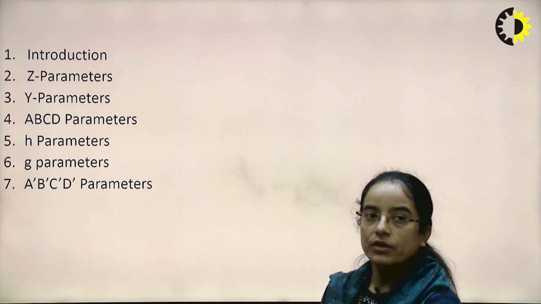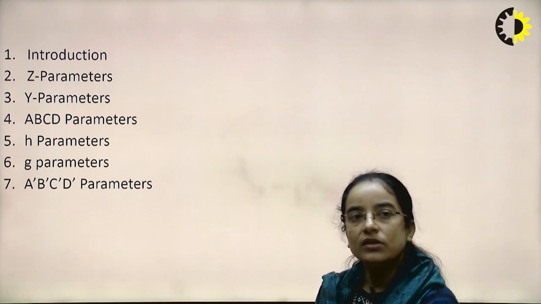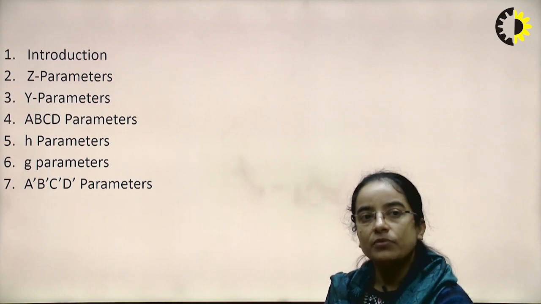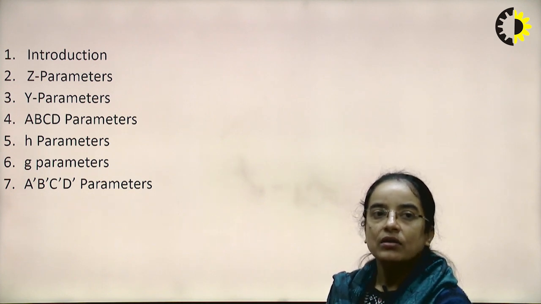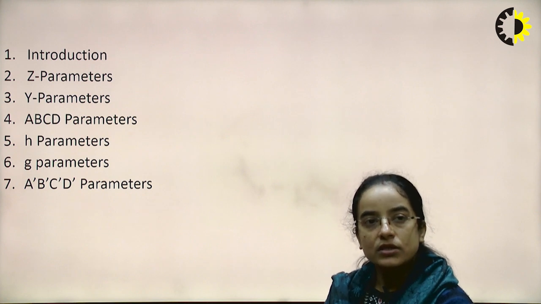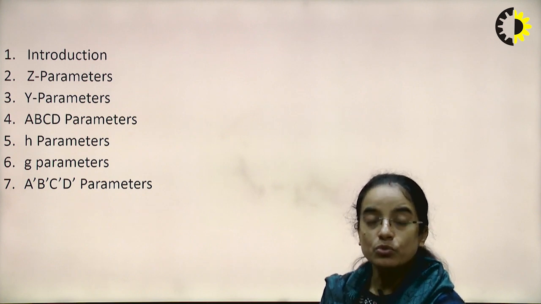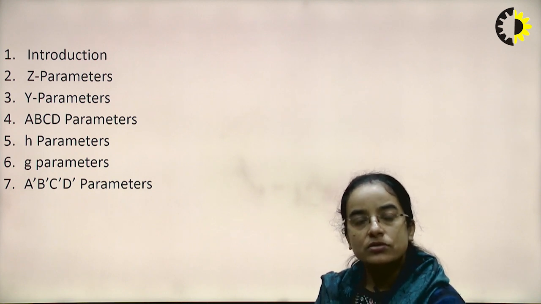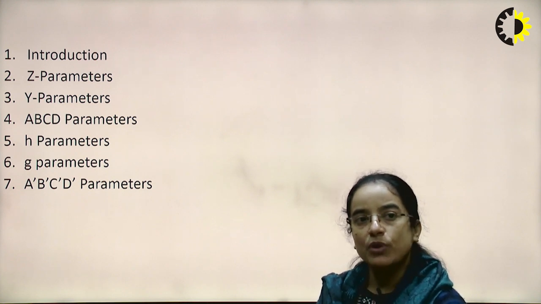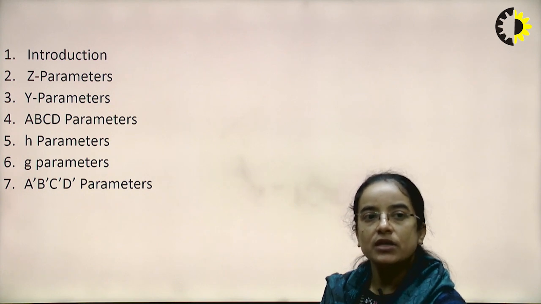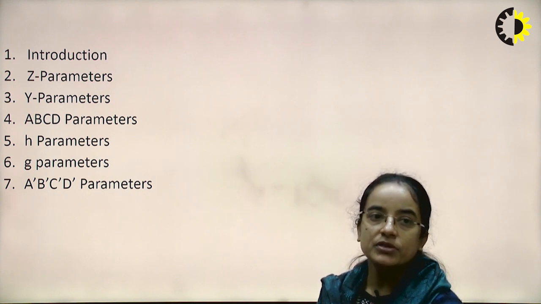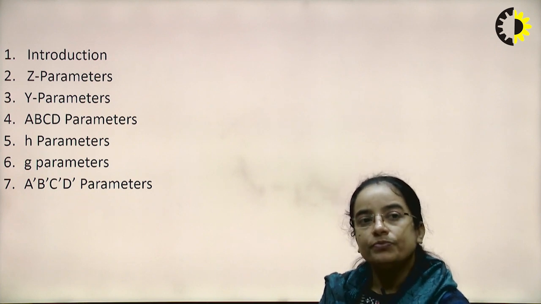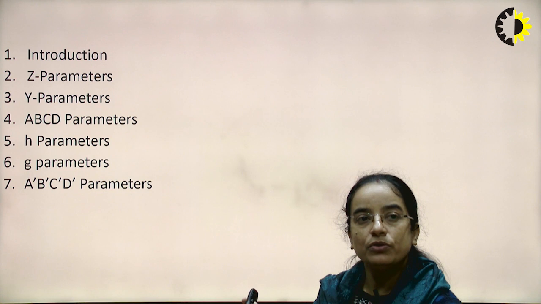First we will see an introduction about the two-port network, that means what is a two-port network. Then we will see the different types of parameters that are used for analysis of two-port networks. There are Z parameters, Y parameters, ABCD parameters, H parameters, G parameters, and T inverse parameters. So we will go into the content.